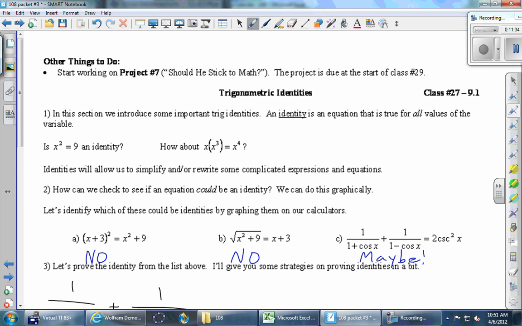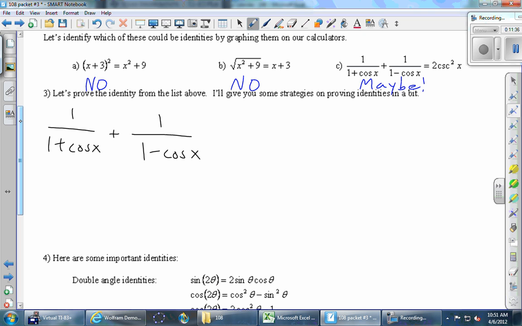Okay, so let's come back to here. 1 over 1 plus cosine plus 1 over 1 minus cosine equals. Let's see, am I allowed to say equals cosecant squared? No, I don't know that it's equal to that. I'm trying to prove that it's equal to that. All I'm going to do is manipulate that thing.